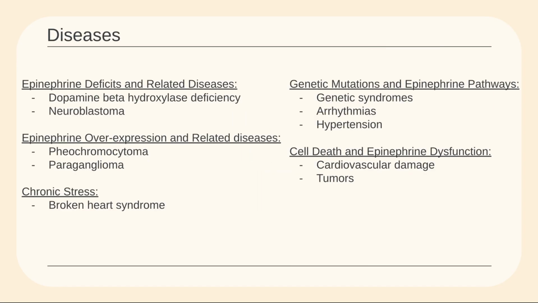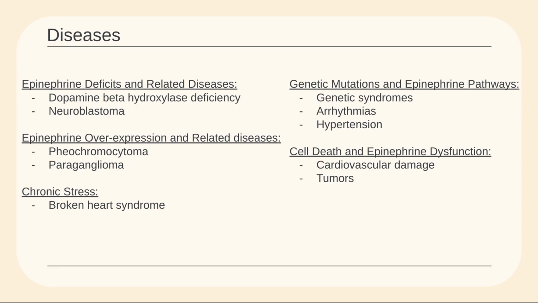Epinephrine malfunctions can produce a series of diseases. In dopamine beta hydroxylase deficiency, the conversion from dopamine to norepinephrine and epinephrine is prevented, resulting in undetectable levels of catecholamines. Neuroblastoma is a cancer that affects the adrenal glands, leading to low epinephrine. Paraganglioma is a tumor of the chromaffin cells, causing overproduction of epinephrine.